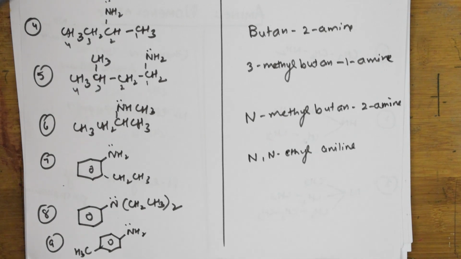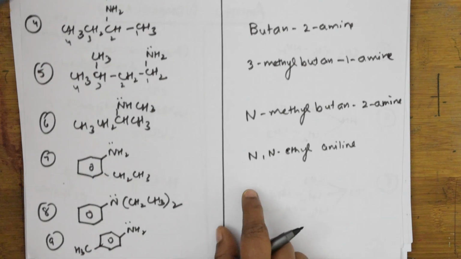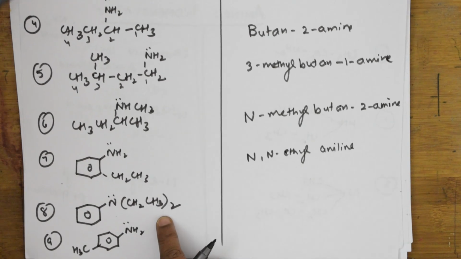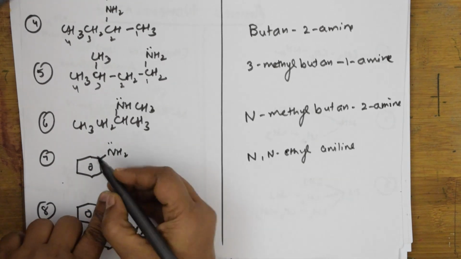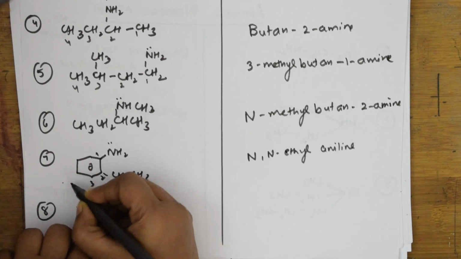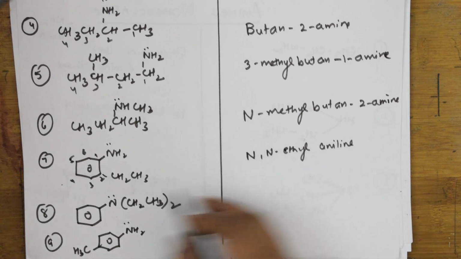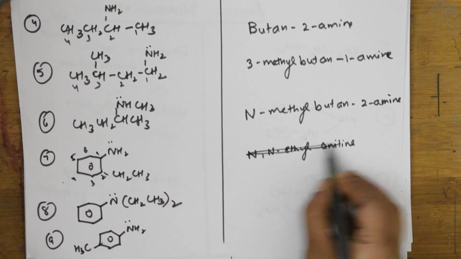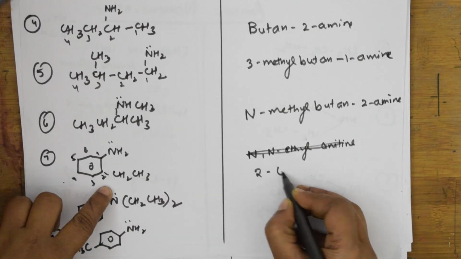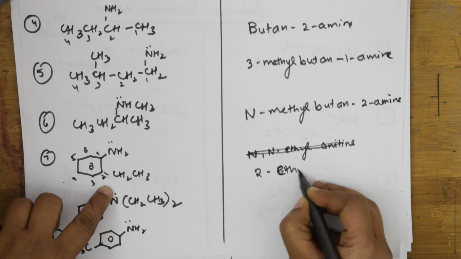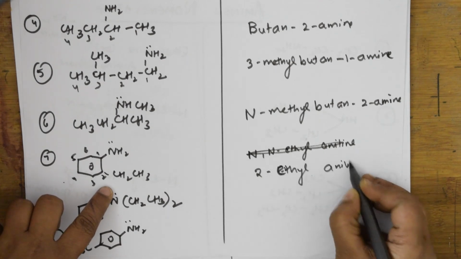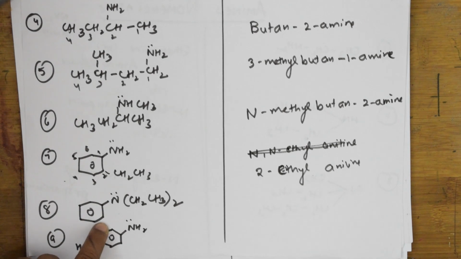Done. Let's come back and rewrite something. This is wrong, isn't it? Now let us see this. This is 1st carbon, this is 2nd carbon, this is 3rd carbon, 4th carbon, 5th carbon, 6th carbon. I'm sorry, students. This is not this. This is 2-ethyl aniline. I'm sorry, students.